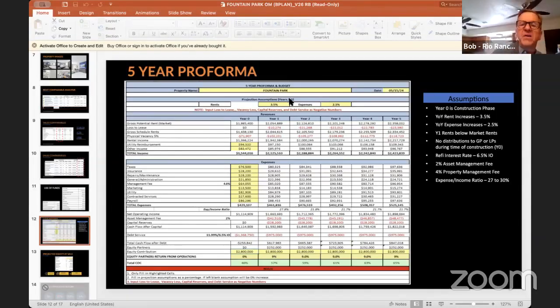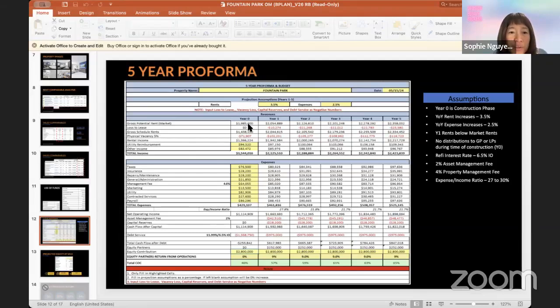Correct. Also the assumption of rent increase, I would not assume that it's gonna increase 3.5% even right now. Maybe just 2%, and expense 2.5%. Expense is increasing quite fast compared to income. But let's look at what they do in year zero.